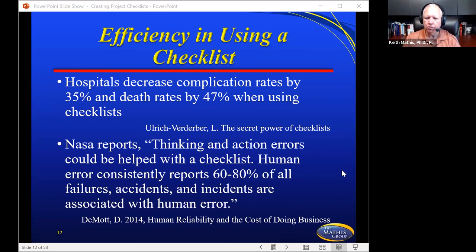So also NASA uses a checklist. I thought this was really interesting. This is a quote from Demote on human reliability and the cost of doing business. And this is a quote from NASA. Thinking and action errors could be helped with a checklist. Human error consistently reports 60 to 80% of all failures, accidents, and incidents are associated with human error. We forgot to do it.